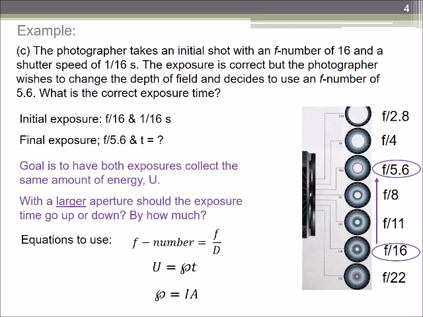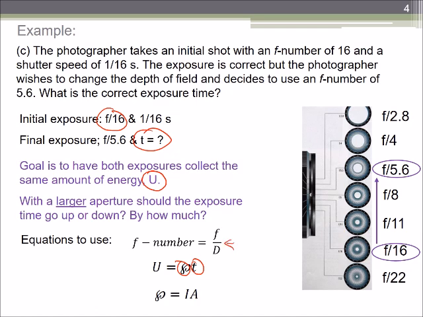Now we're going to look at changing our exposure. The initial exposure we said was correct at f/16 and 1/16 of a second. Now we want to change our aperture, presumably because we want a shorter depth of field and a more stylistic picture. So we need to figure out what time we would need to give us the same exposure. The goal for the same exposure is to have the same energy level being collected on the film. We know that the energy is equal to the power sent to it times the time, and how is that related to my aperture?